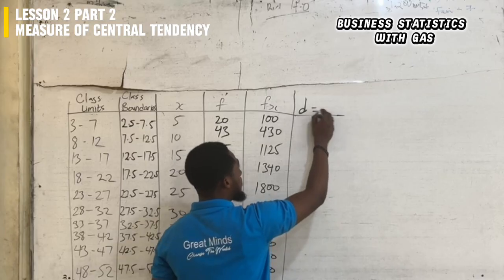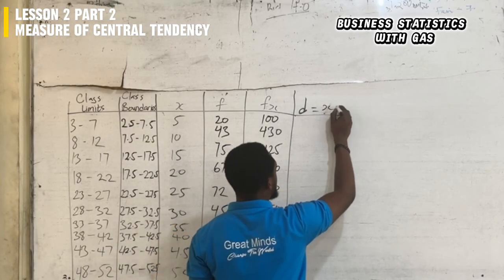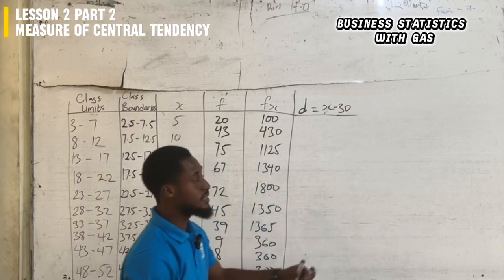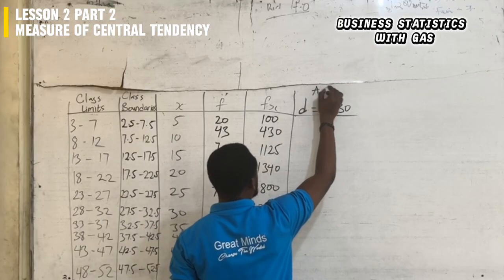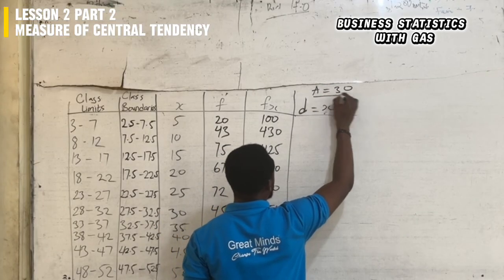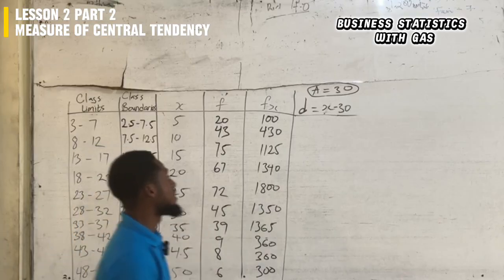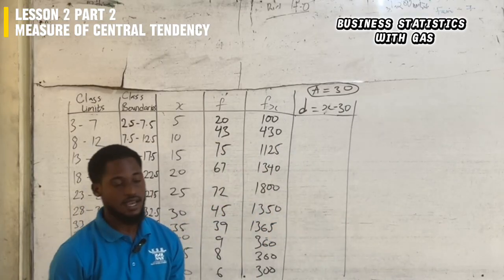This D is x minus 30, x minus 30, and the 30 is the A that I said will be given to you. So this is the A, 30. So your D is x minus 30.